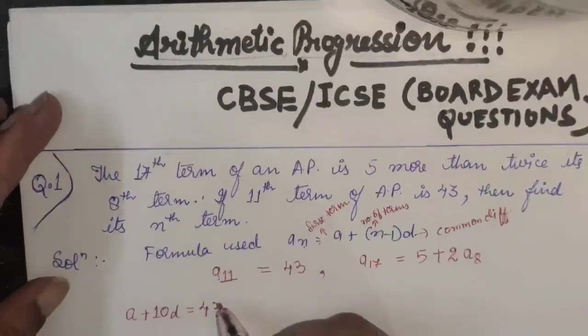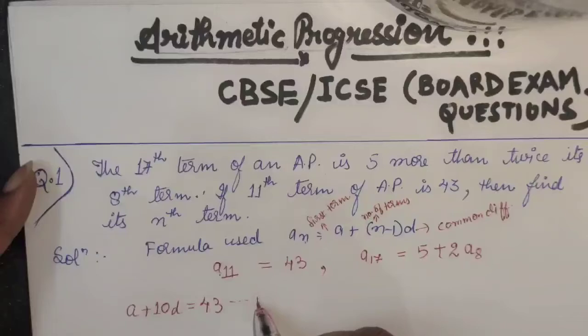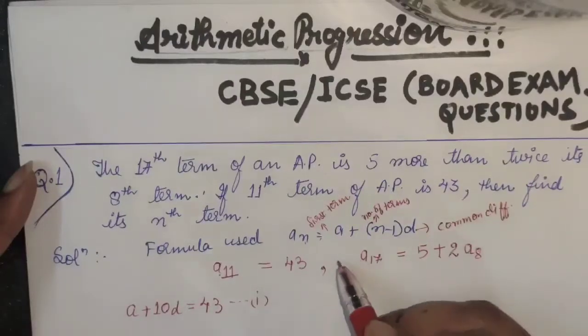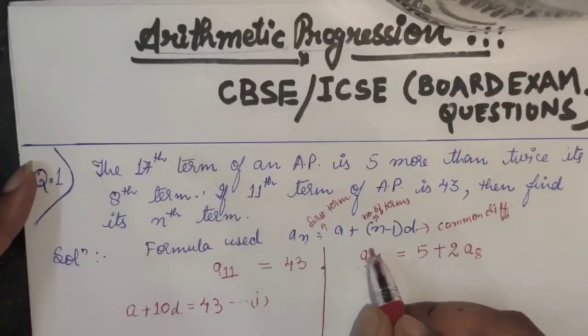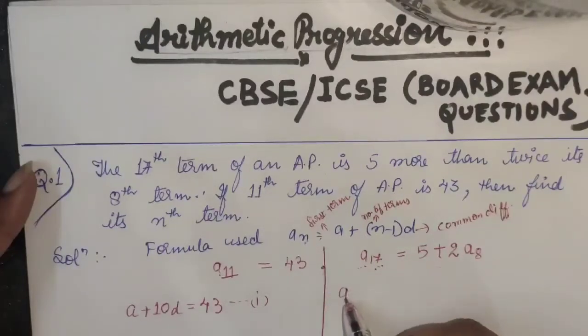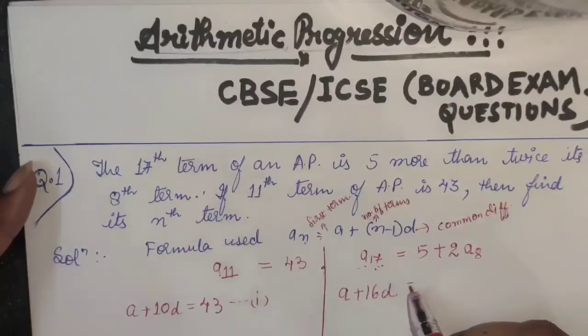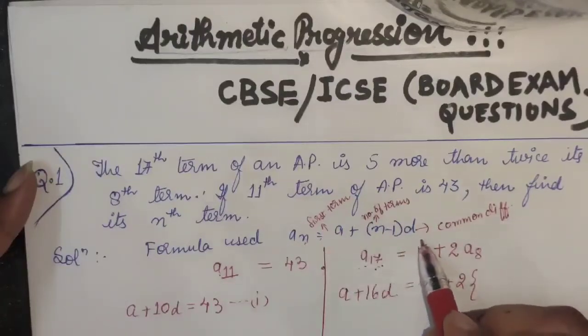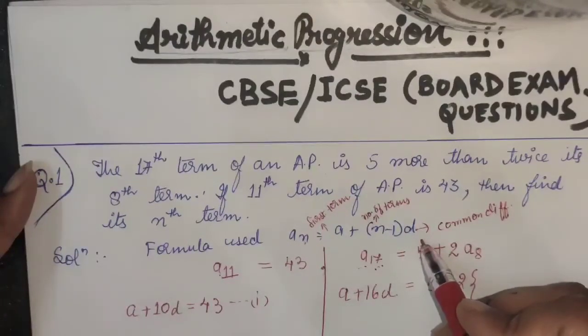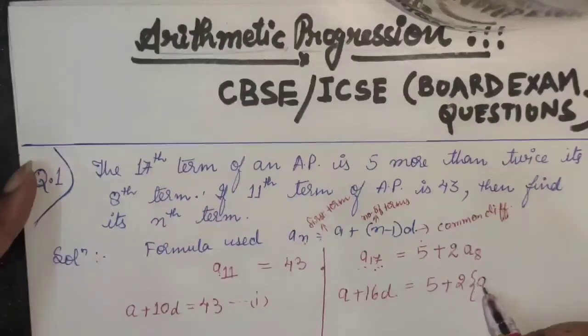This is your equation number 1, and from here you can find your equation number 2, A17. So you will put 17 in the place of n and you will get A plus 16d is equal to 5 plus 2. For A8 you will put 8 in this formula. This is the formula for calculating the terms. So A plus 7d. Now solve this equation.